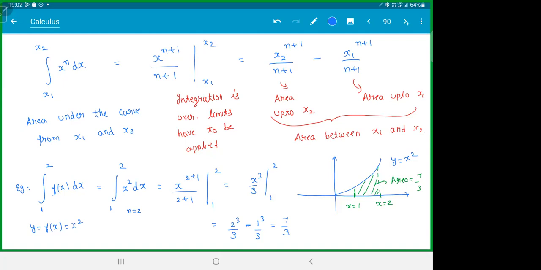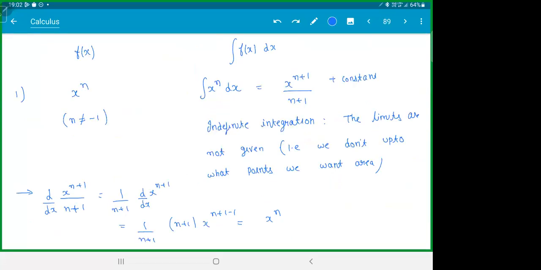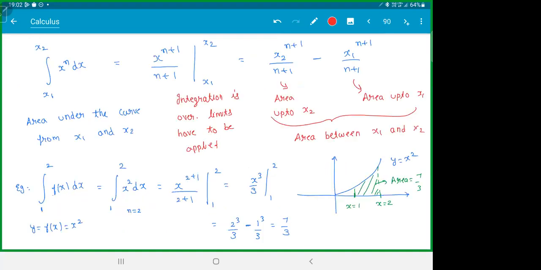So this is called a definite integration. If limits are given, it is called definite integration. If limits are not given, it is called indefinite integration. I'll just add it here somewhere.